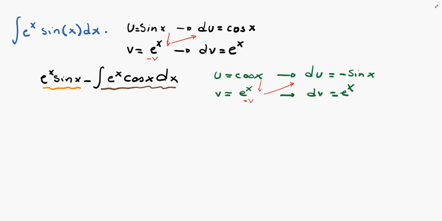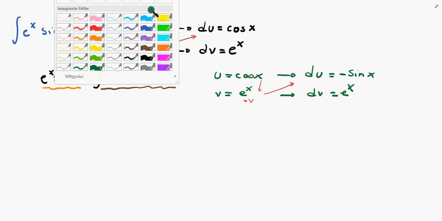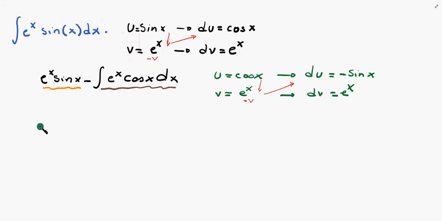Just like we had it before, we do the same thing: uv minus the integral of v du. So now let us continue to replace it. But first of all, we're going to keep this one here just as a side. Let me take an appropriate color for that one. So this one here is gone already.